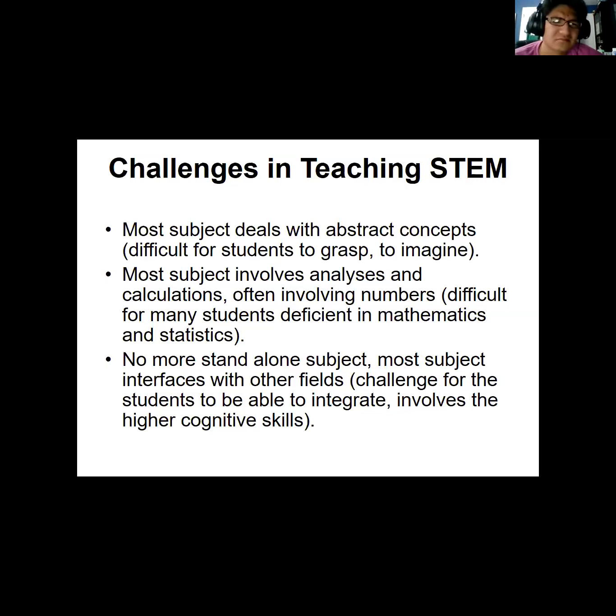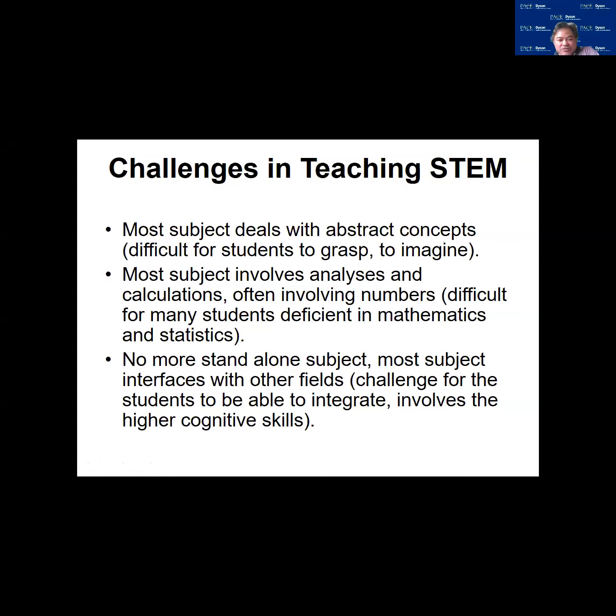Some colleges and universities have these so-called remedial courses so that they can retrain incoming students taking STEM courses. Now, as another challenge, most of the courses that we have at this time are not standalone subjects anymore. Some of them are what we call interfaces with other fields.